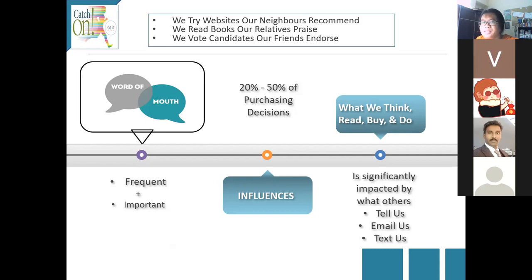So basically, this top part here is just examples of decisions or things that we do somehow because we are influenced by others. And it goes to show that word of mouth is frequent and important. In fact, it actually influences 20 to 50% of purchasing decisions. If you're into marketing or business development, please understand this. Word of mouth influences 20 to 50% of purchasing decisions.